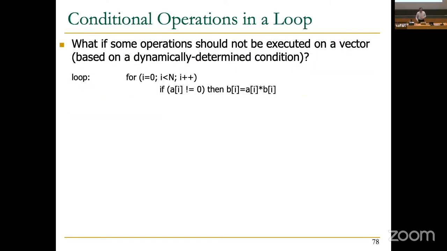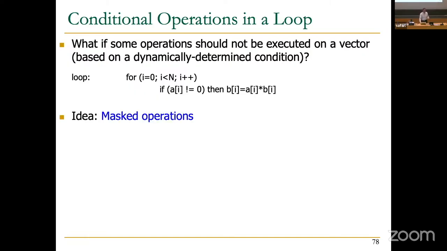Okay, let's talk about some other things, conditional operations. We've already talked about this actually, but I just want to give you an example. What if some operations should not be executed on a vector based on a dynamically determined condition? Again, if somebody asks you, is this vectorizable? You will say absolutely yes, because loop iterations are independent of each other. But there's some conditional flow execution. If an element of A[i] is not 0, then you store the result of this multiplication into the destination B vector, as you can see. If an element is 0, then you don't actually do the store.